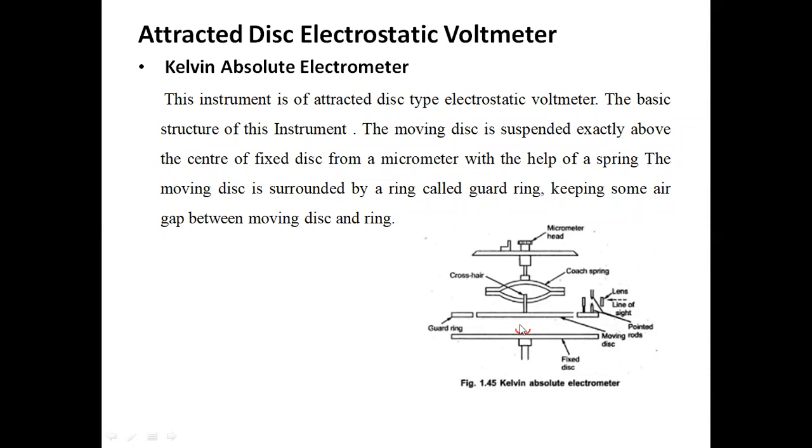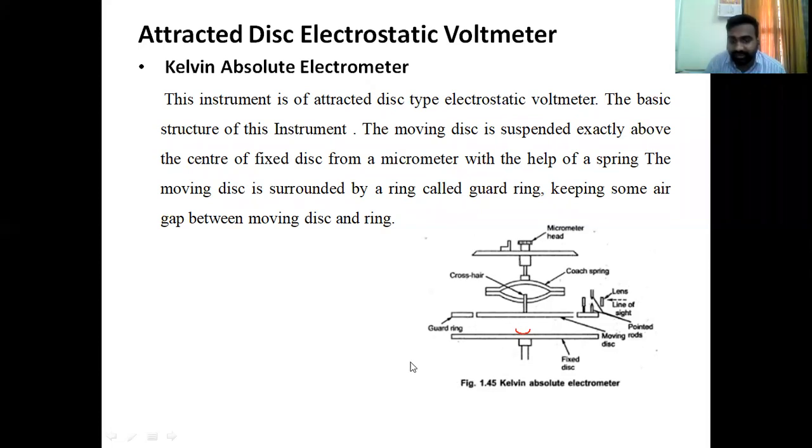The moving disc starts attracting downward, or it is brought back to the zeroth position by turning the micrometer head. That means the movement is required to return the disc to the zeroth position whenever the applied voltage is about to be measured. The applied voltage is placed between two parallel plates, one fixed plate and one movable plate.